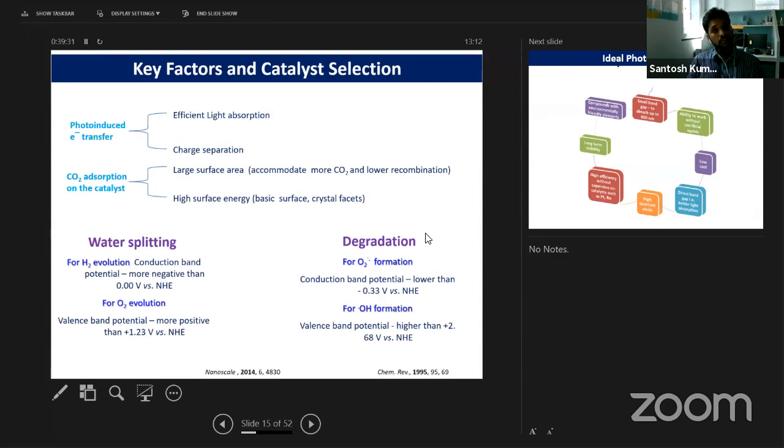So as I said, looking at these factors, and as I discussed earlier, not only the band gap energy but also the conduction band and valence band potentials matter. As I already discussed for water splitting and also degradation, if you want to form hydroxyl radicals, the valence band minimum potential of your catalyst has to be at least 2.6 volts against the normal hydrogen electrode. Whereas if you want to produce superoxide radicals, the conduction band minimum potential has to be at most minus 0.3 electron volts against the normal hydrogen electrode.